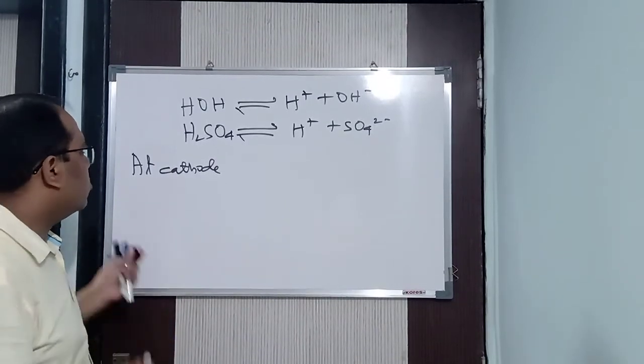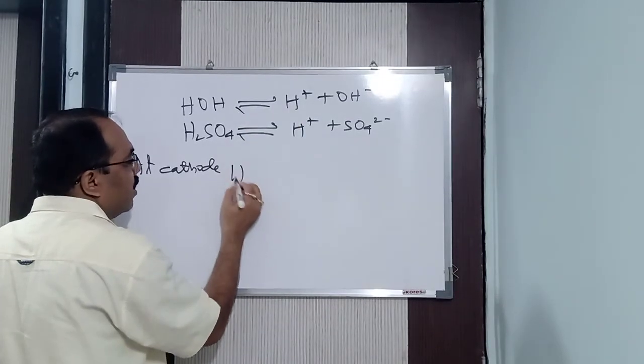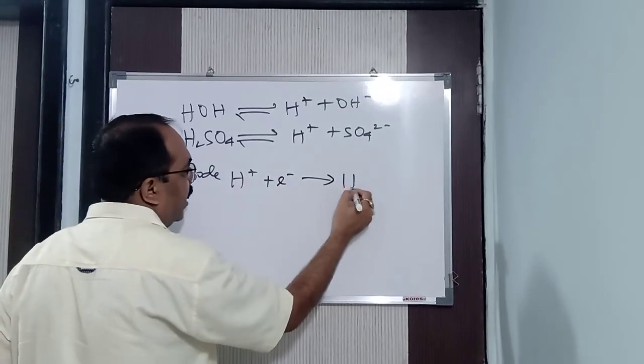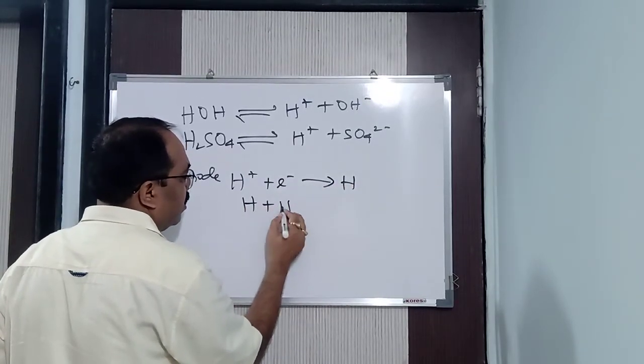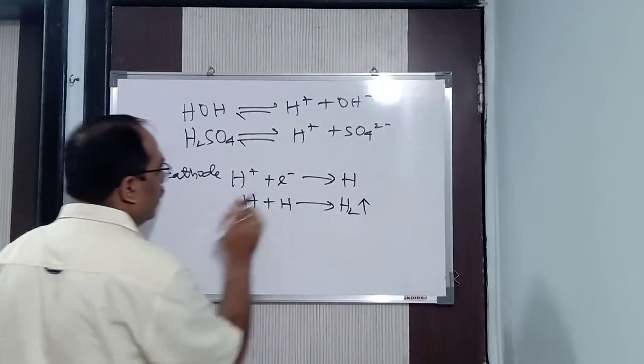Clear? So at the cathode, both the ions are the same, so no problem. H plus ions will go to the cathode. H plus will gain one electron to form H. H does not exist in the atomic state, because it is an atom. We get an H2 molecule at the cathode.